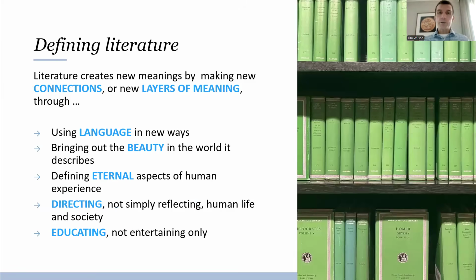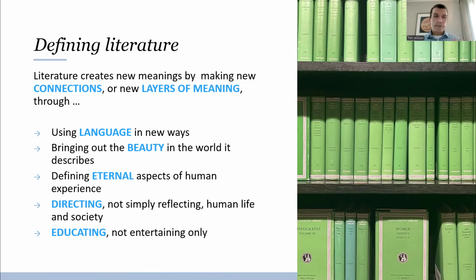Okay, so literature creates new meanings by making these kinds of connections and uncovering different layers of meaning through, we could say, using language in new ways, bringing out the beauty in the world it describes, defining eternal aspects of human experience. This is an important point. When we talk about the great works of the literary tradition, they're works that have stood the test of time. They're works that people will read, and there'll be historical differences, and maybe it uses some old-fashioned words that people don't understand anymore. Shakespeare, for instance, everyone's struggled with that in high school. But there's some aspect of human experience that is eternal, that's revealed there in a very, let's say, crystallizing way.